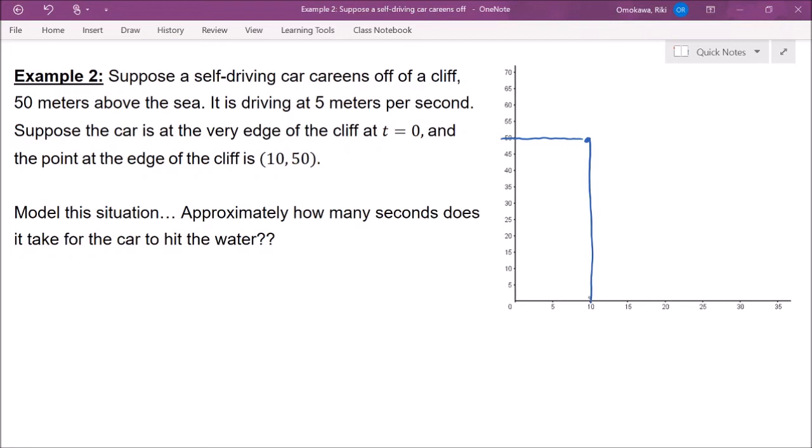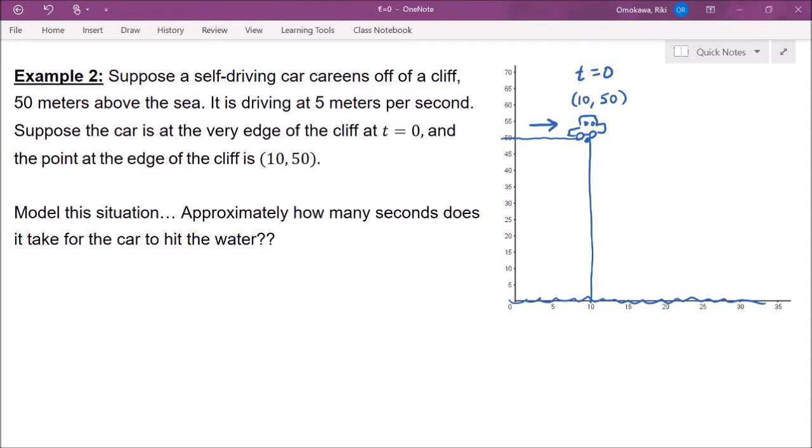And then 50 meters above the sea means the sea is at 0 in our graph. Here's the car at 10, 50. That's its XY position at t equals 0 seconds. And it's driving this way off the cliff at 5 meters per second, right?